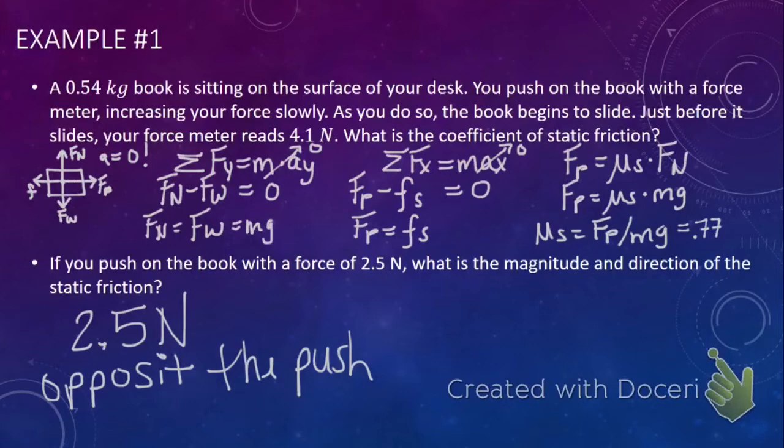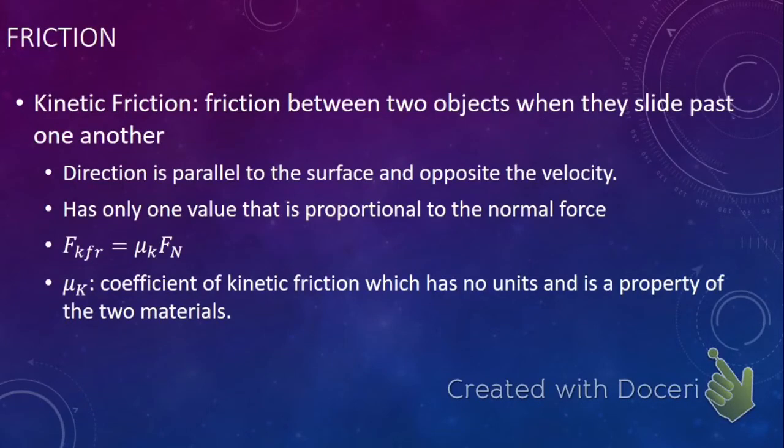It's going to be opposite that. So that does bring us to our next idea of friction. Our next idea is kinetic friction. This is what happens when we have two objects sliding past each other. Kinetic does mean movement, so this is the friction we have when there is movement. Like the static friction, it is always parallel to the surface, and it is always opposing the velocity. So if my object is moving to the right, my friction is moving to the left. Right?